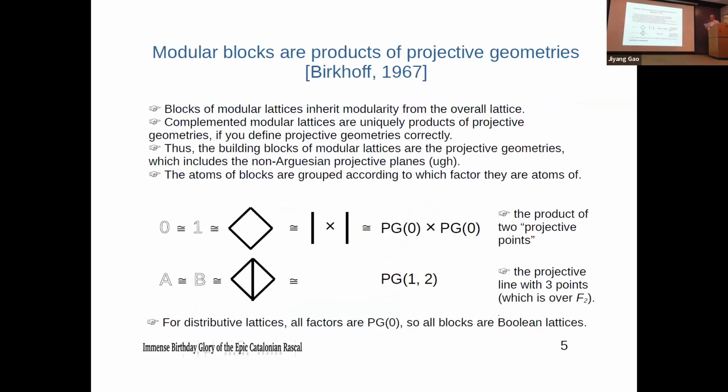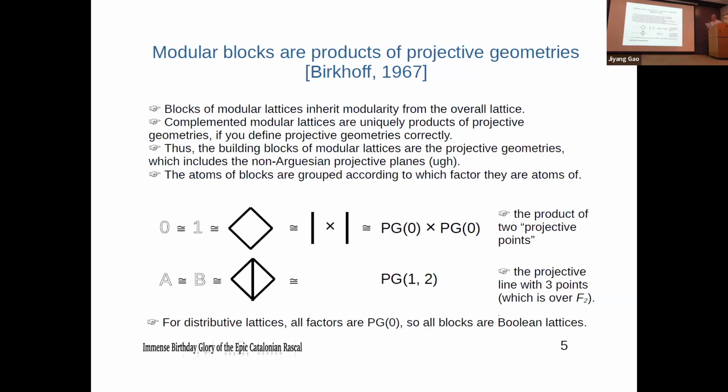For modular lattices, blocks are modular and complemented. This means the blocks are products of projective geometries. Unfortunately, the incidence lattices of non-Arguesian projective planes are possible factors for blocks, which means that any full characterization of modular lattices depends on the full characterization of projective planes.